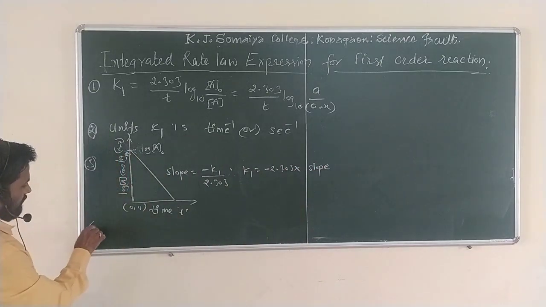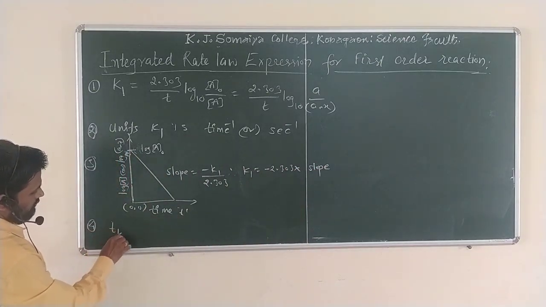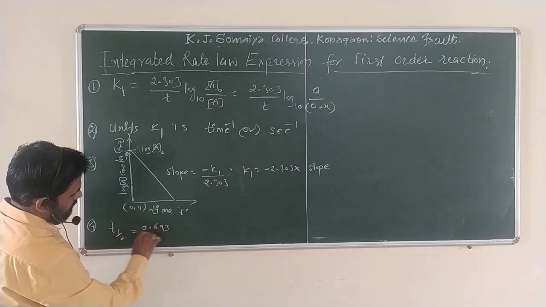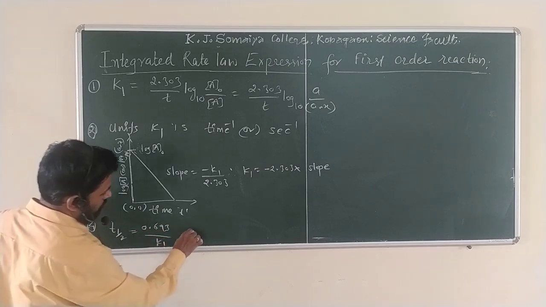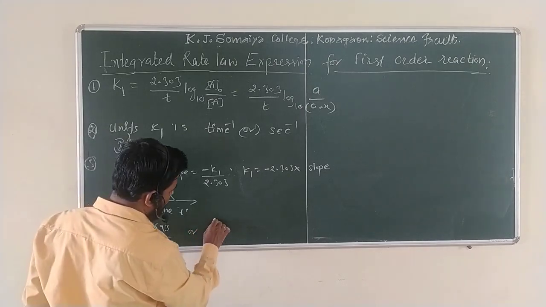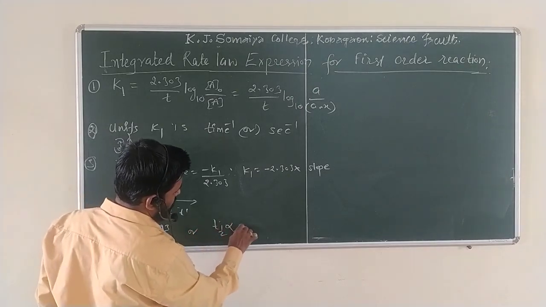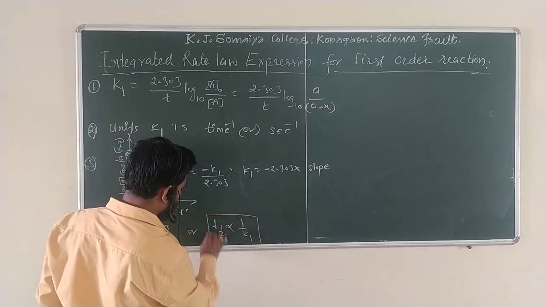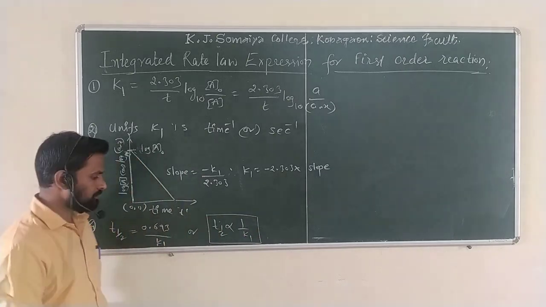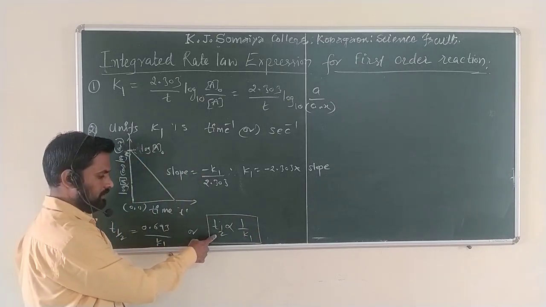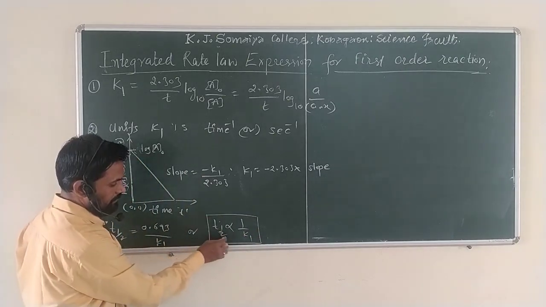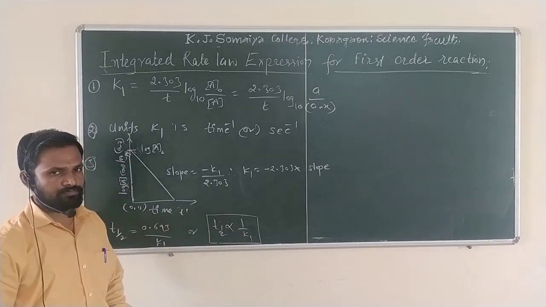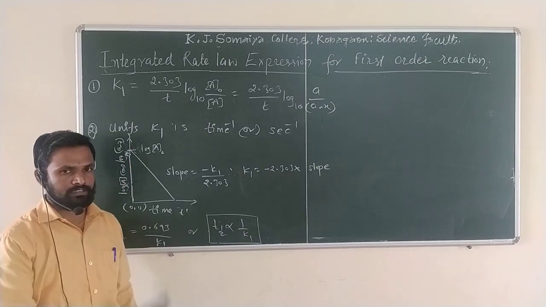And the last one we are seeing, T half of a first order reaction is equal to 0.693 upon K1, which means T half is inversely proportional to K1, or the half-life of a first order reaction is independent of the initial concentration. Okay, I hope you understand.